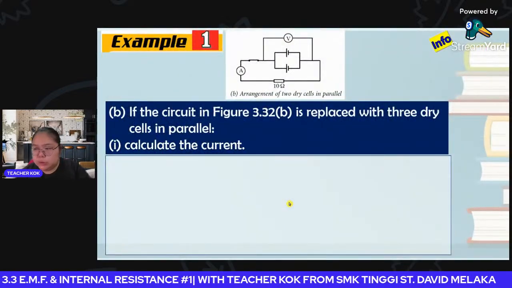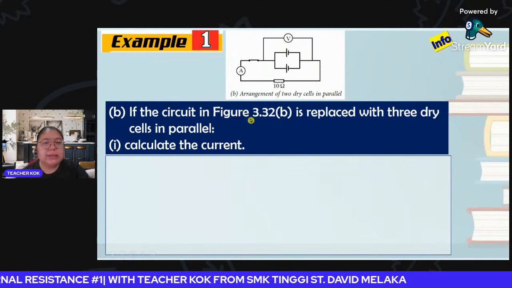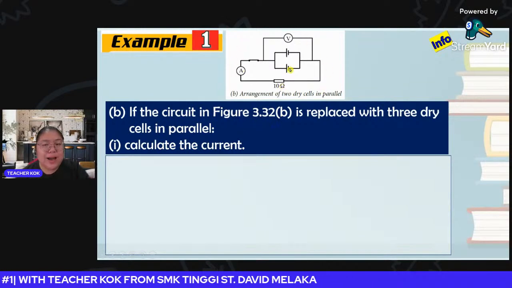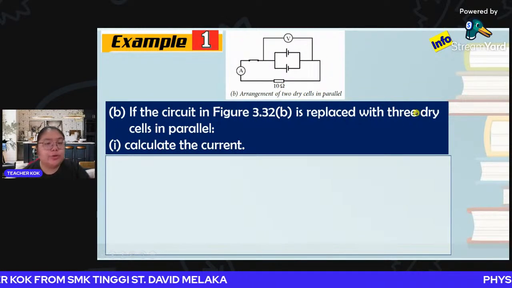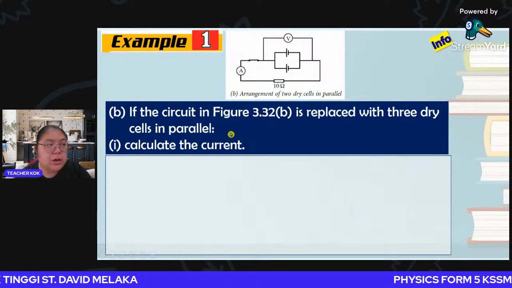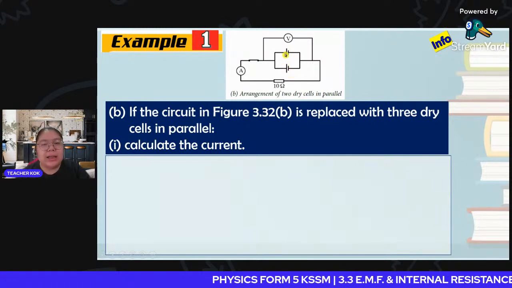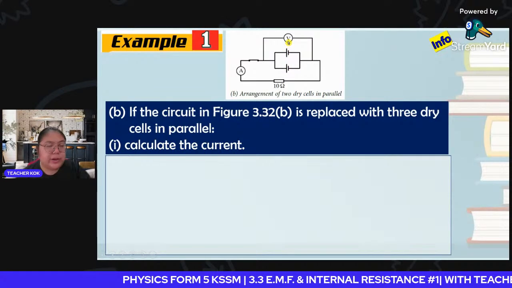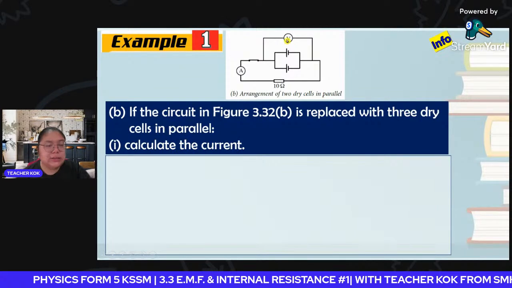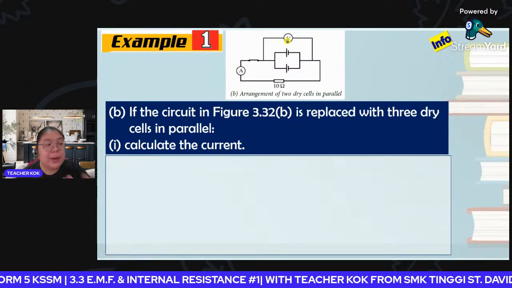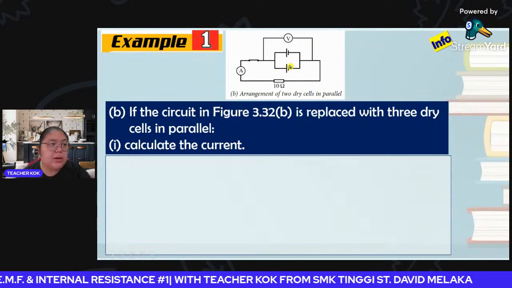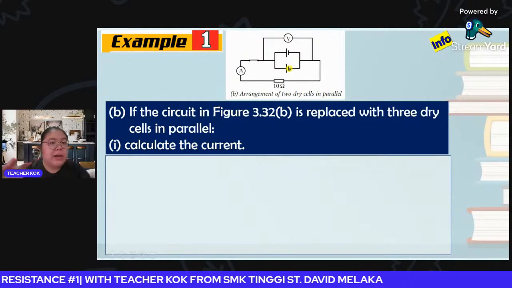Okay, now number two. Number two, if the circuit in the 3.32B, this one, parallel one, is replaced with the 3 dry cell in parallel, what happened? They ask you to calculate the current. So from here, I add another series. Okay, another battery, in parallel. So important what you think about that.